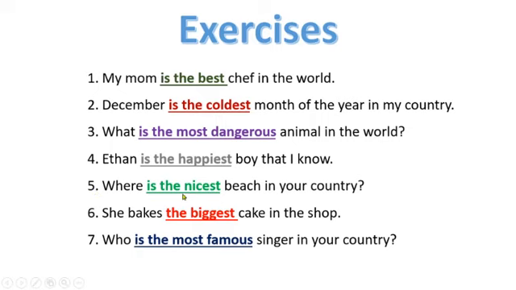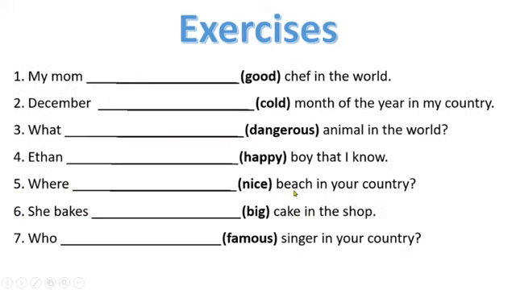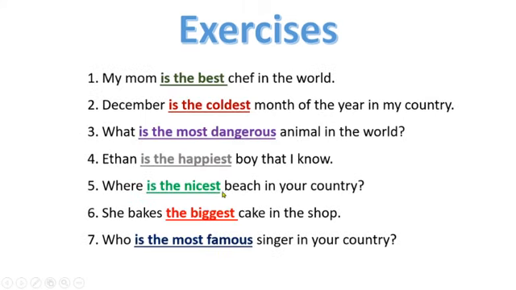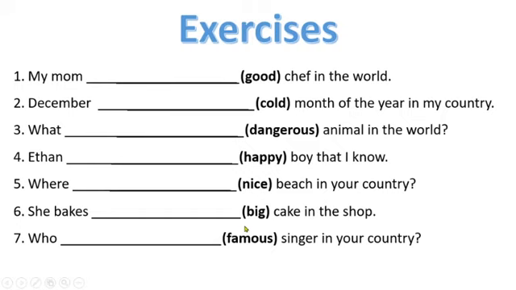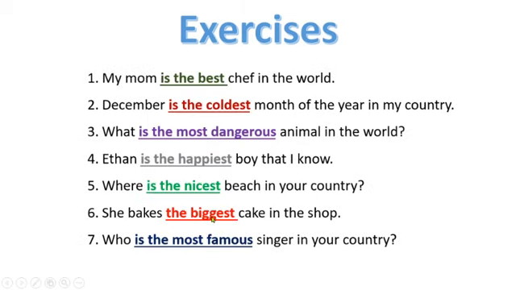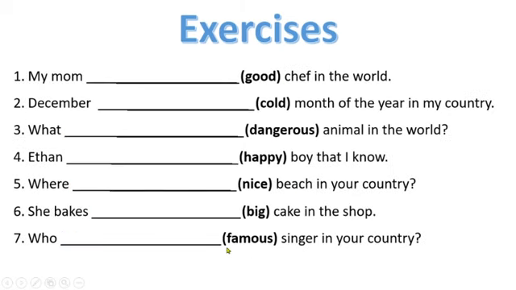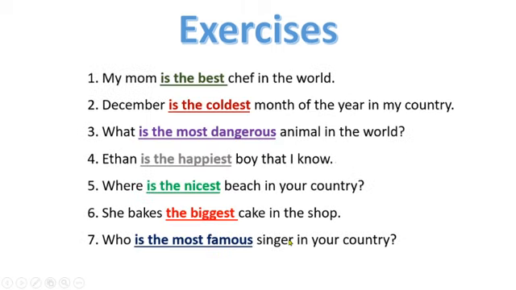Number 5. Where is the nicest beach in your country? Nice is short, that's why we use est. Number 6. She bakes the biggest cake in the shop. We have big, it's a short adjective, but it's CVC, consonant, vowel, consonant. That's why we use double g, est. She bakes the biggest cake in the shop. And finally, the last exercise, number 7. Who is the most famous singer in your country? We have famous, it's a long adjective. That's why we use the most: who is the most famous singer in your country?